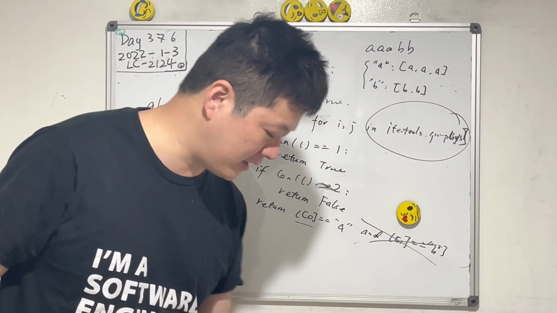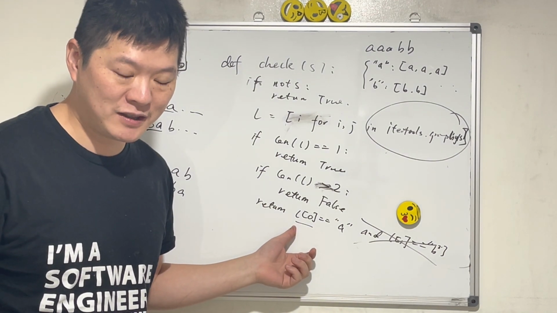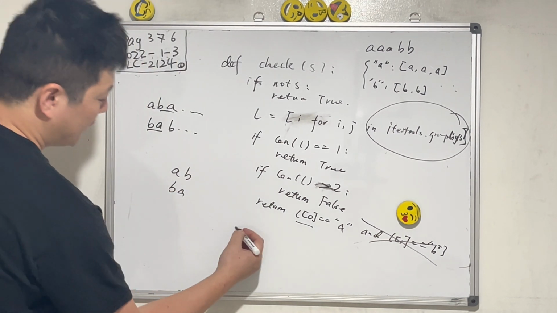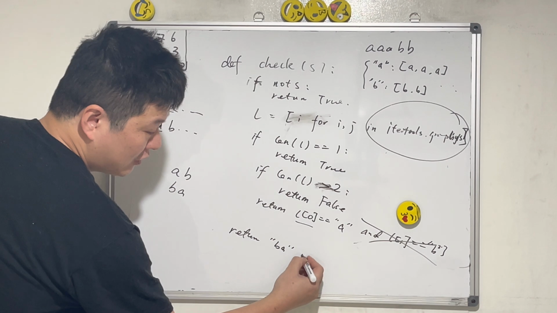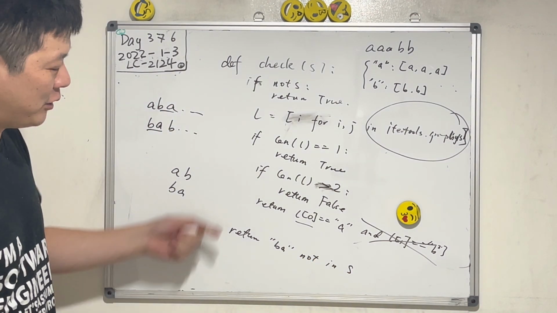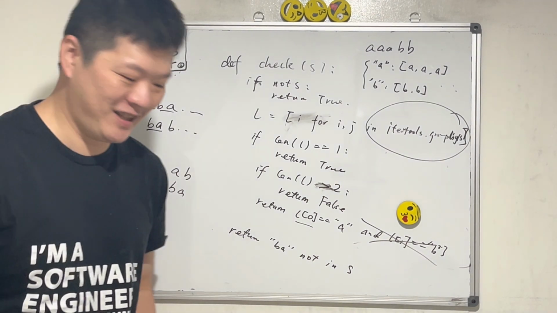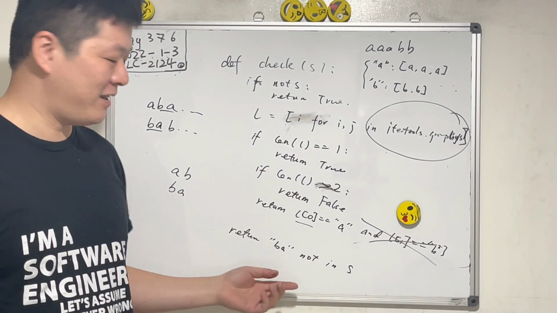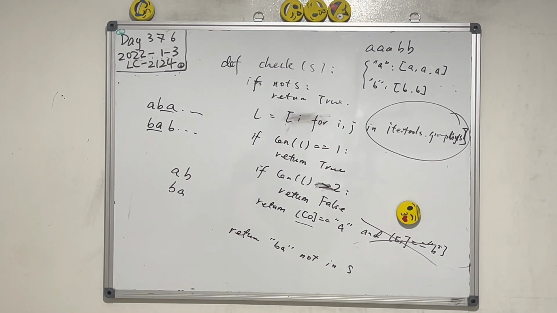And this is the traditional way. What's the quickest approach? Checking if there's a BA: return BA not in S. Which method do you prefer? That one, obviously. It's shorter, and practically faster. Okay, that's it for today. Bye bye.